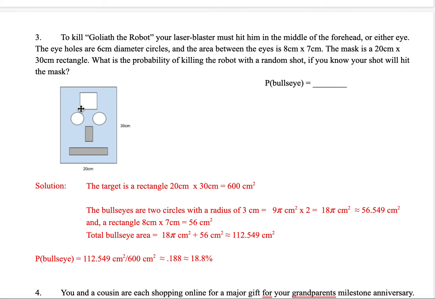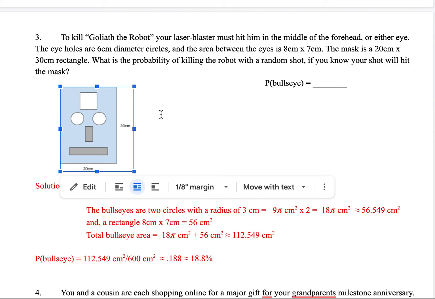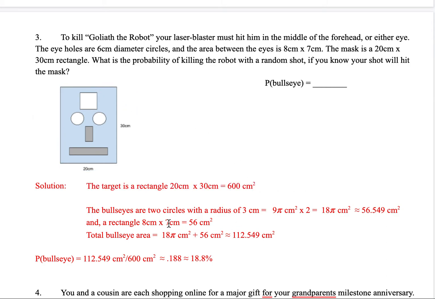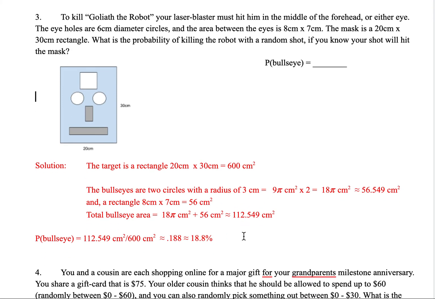Don't forget the rectangle that's 8 by 7 between the eyes up there and the forehead. That gives you another 56. When you add those two, you get 112.549. That's your bullseye area divided by your total area, gives you about 18.8%.